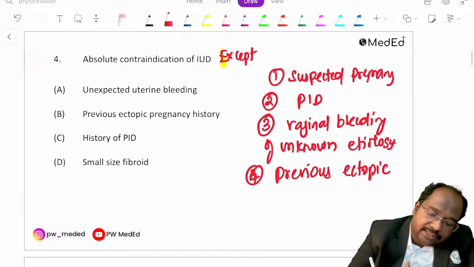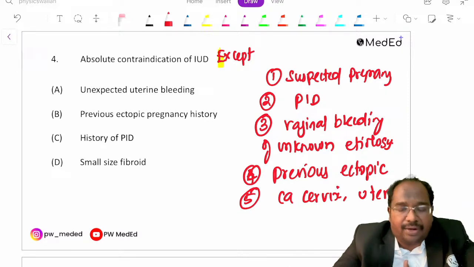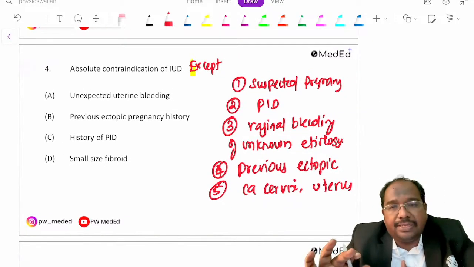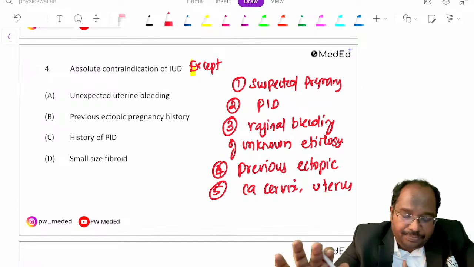And the fifth one is CA cervix, uterus or adnexa. So these are some of the contraindications, guys.